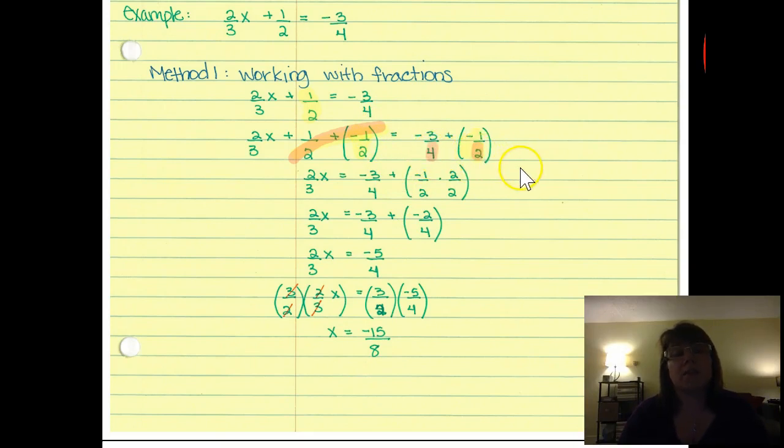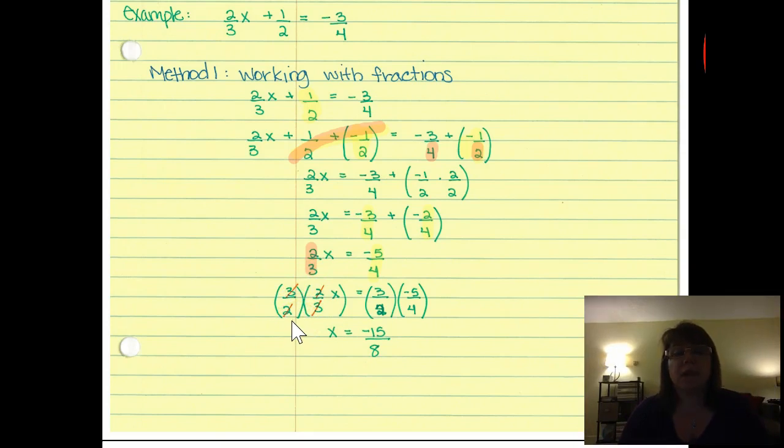But my denominators are not the same, so I have to find common denominator. Once I have common denominator, I can combine like terms. So I have negative 3/4 plus a negative 2/4, giving me a negative 5/4. So my new problem is 2/3 x equals negative 5/4. I'm going to take the 2/3, my coefficient in front of the x, and I'm going to multiply by its reciprocal. Flip it.